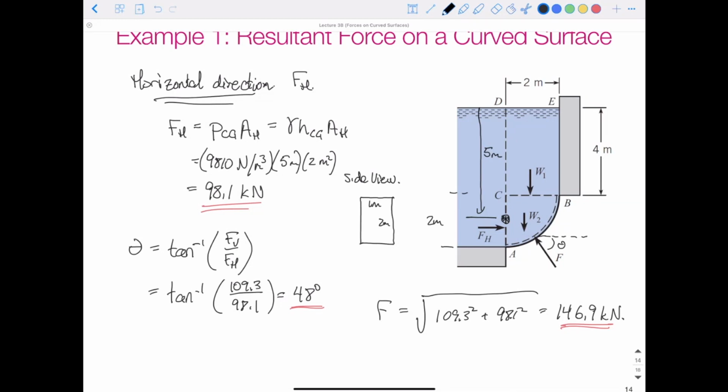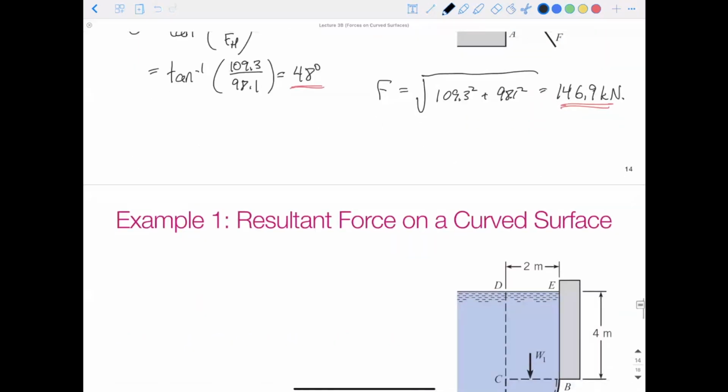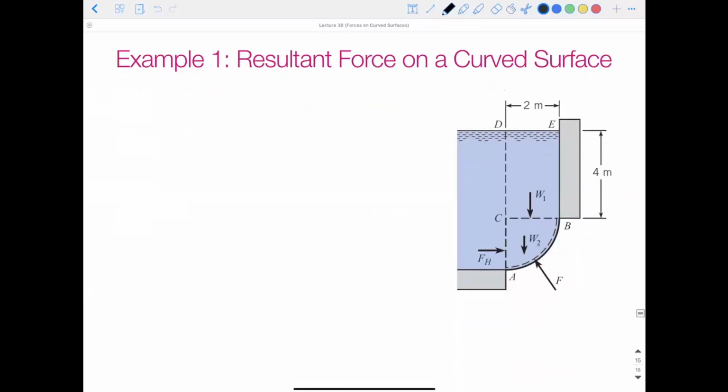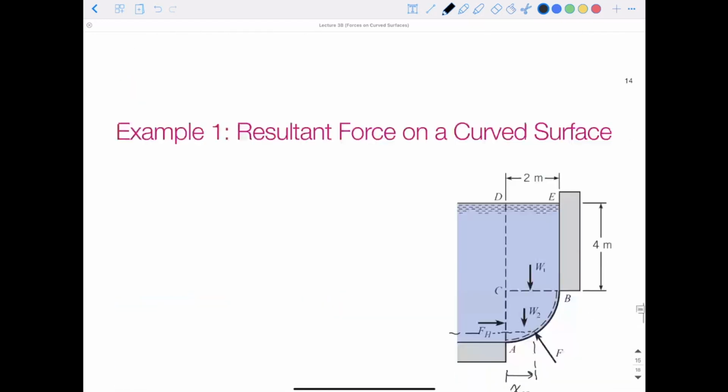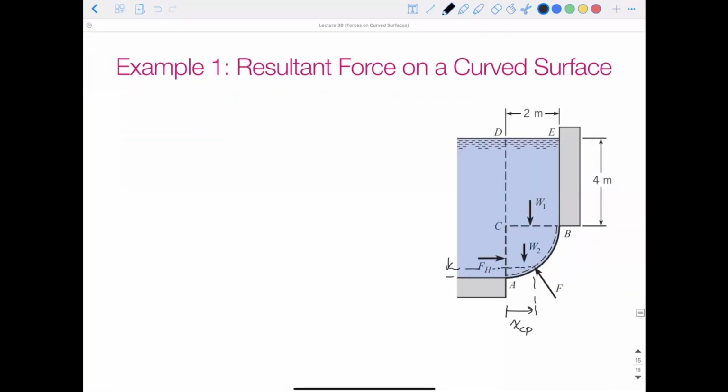Right. So we have the angle of our line of action. We have our total resultant force and the components. Now all we need to do is solve for where those components are acting. So XCP and the Z direction of our center of pressure.